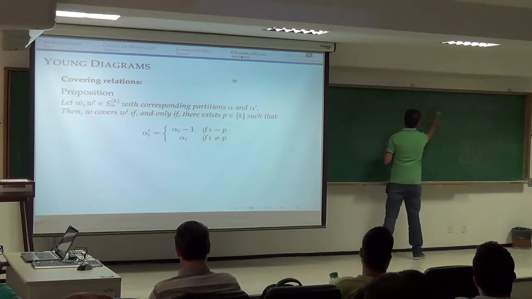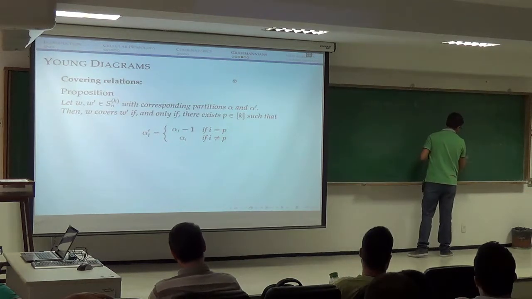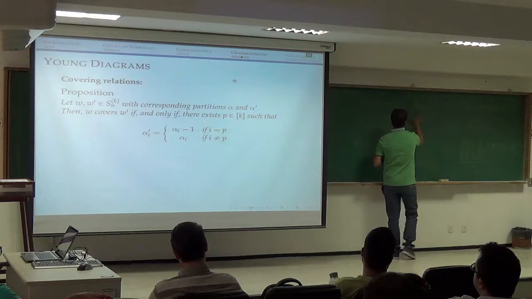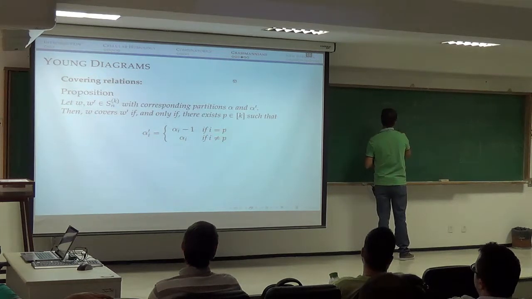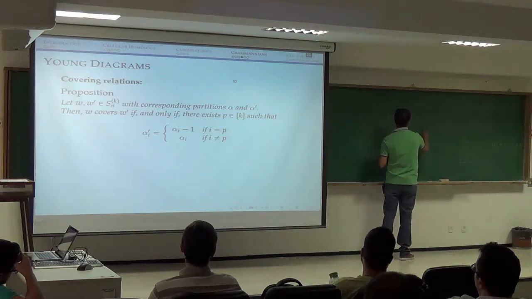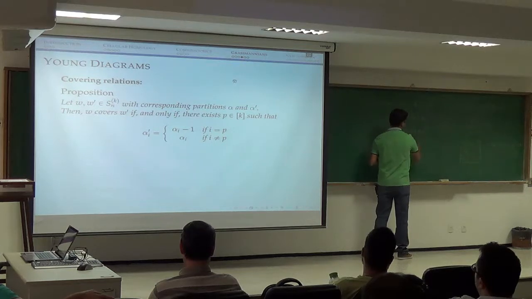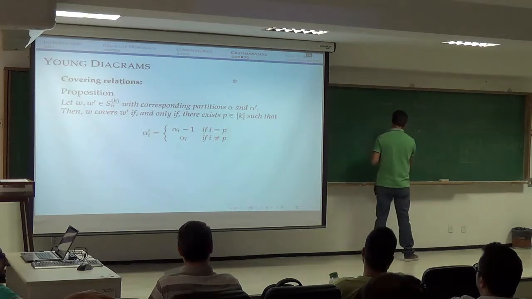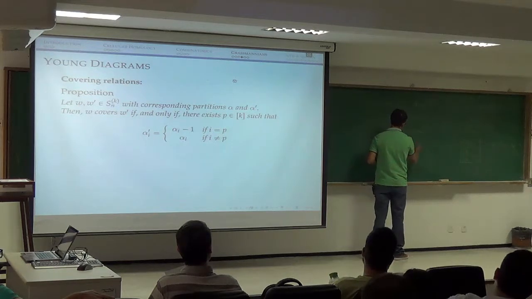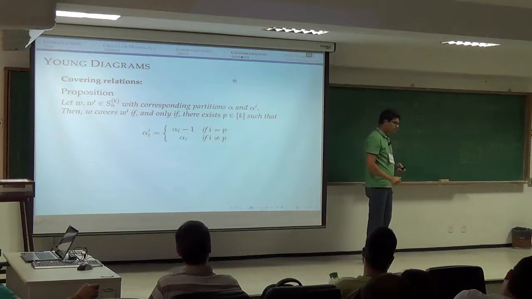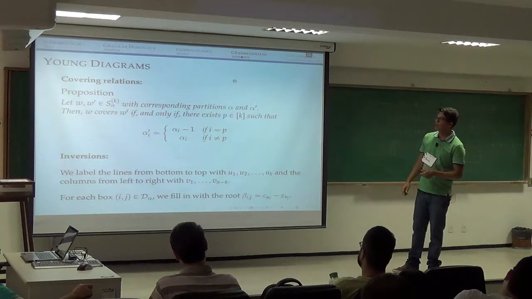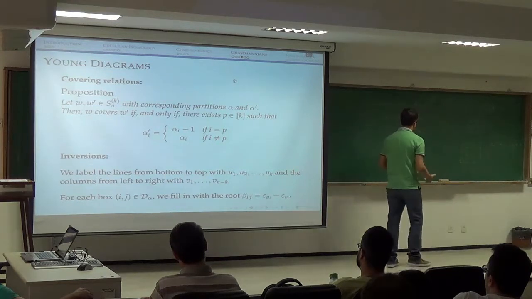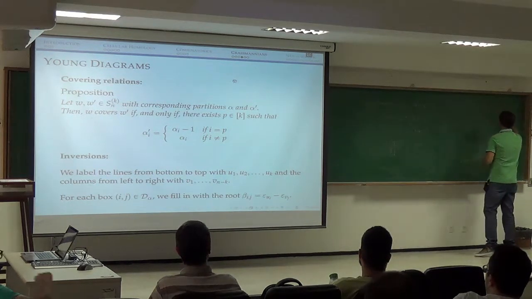For example, if you consider this one here, we have W is 2, 4, 5, 1, 3, 6, and this covers 2, 3, 5, 1, 4, 6. And we see that these two numbers are changed. And the corresponding diagram of this W prime is this one. We have this one covering this one here. This is the first proposition. The second one is how we can find inversions in terms of the diagram. And this is also very interesting. How do we proceed?